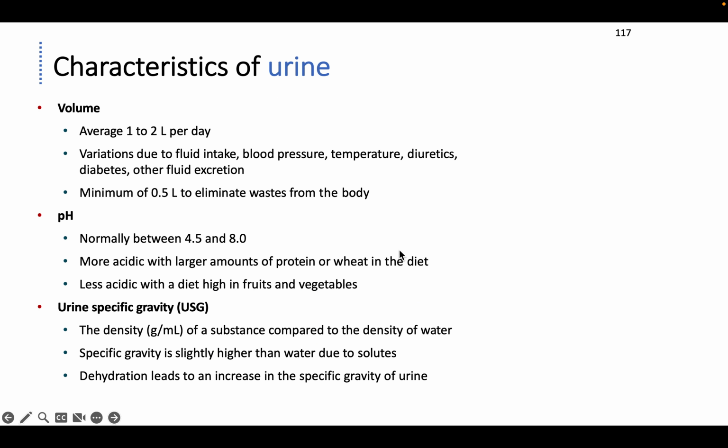So we'll stop here, and we'll pick up with the next part, talking about urine. We'll talk about our ureters. We'll talk about our bladder as well.